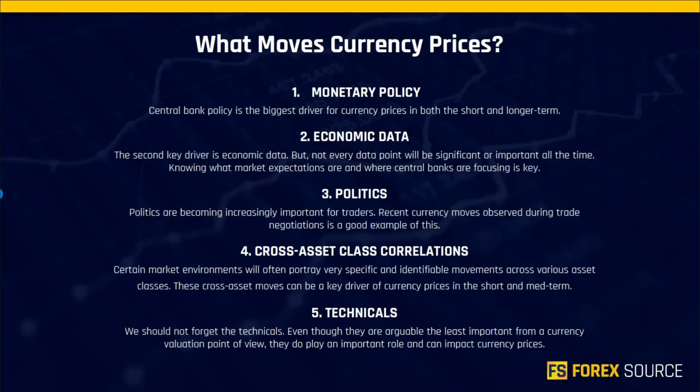So overall, that is the 5 biggest drivers for currency prices in both the short term and the medium term. If you just take a quick look at the way these influence currency prices in the short and medium term, it will give you some context as to why prices move sometimes.